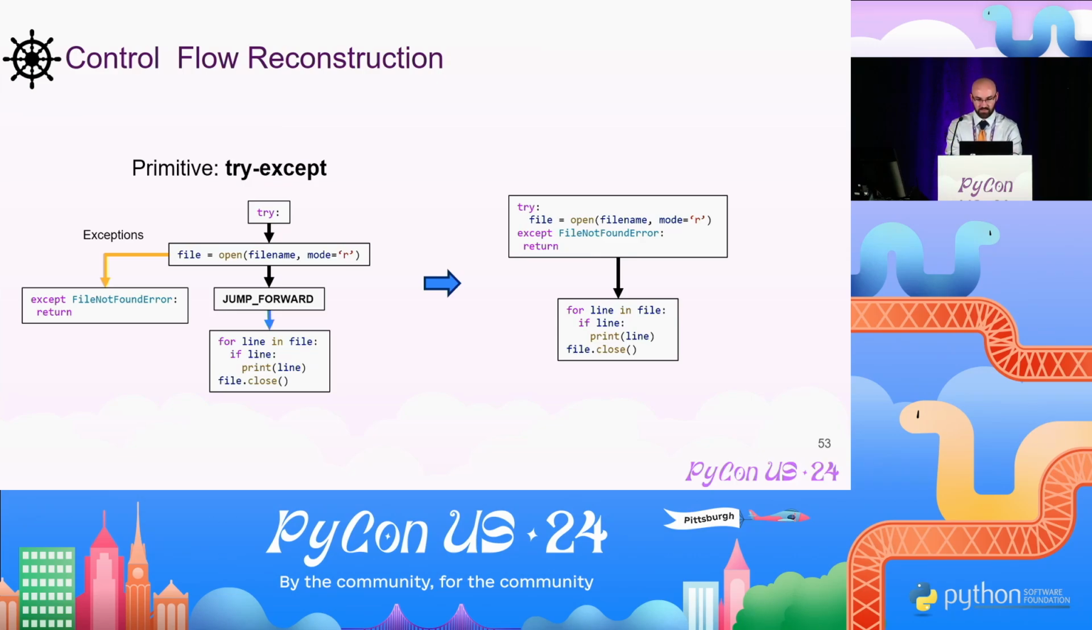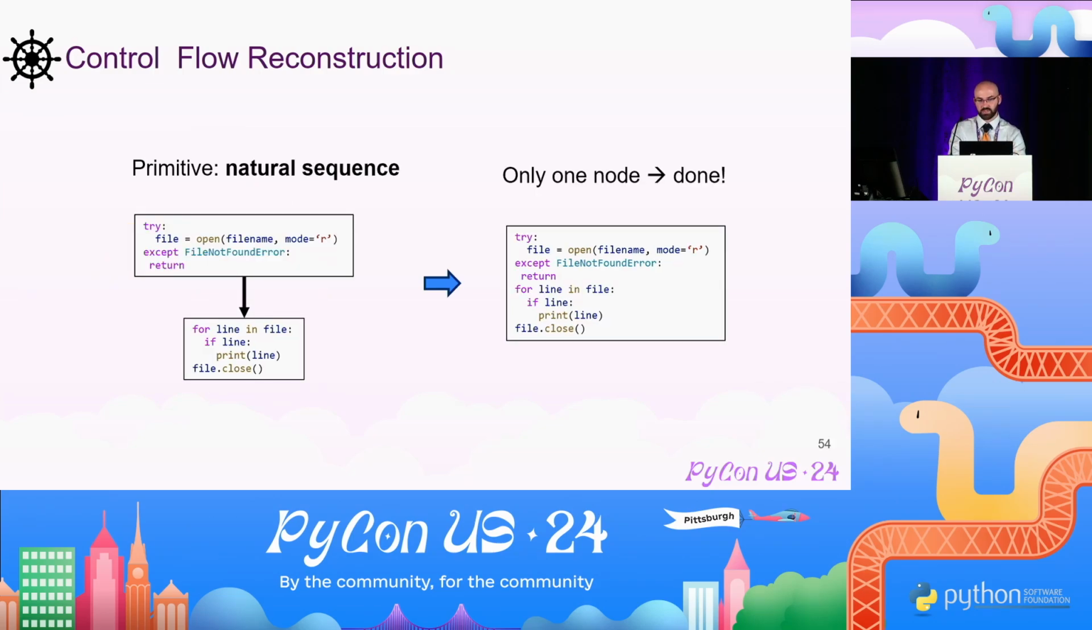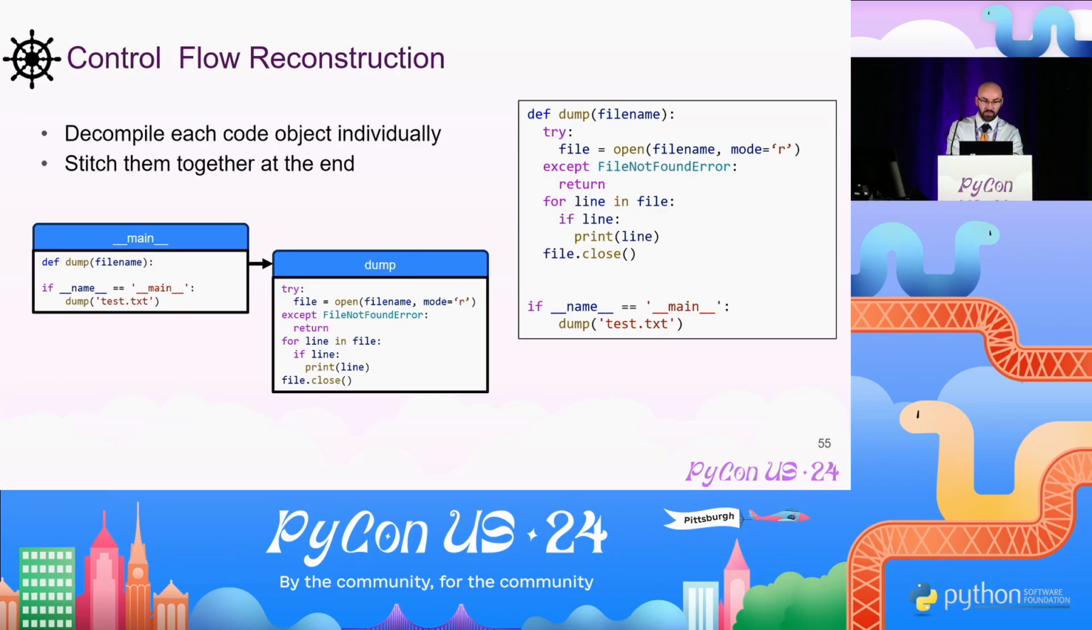Once we simplify that down by putting together the try header, try body, and the exception handler, we are left with just two nodes in our control flow graph, and one more natural sequence, and we have condensed all the way back down to one node. And if your memory is very good, you may recognize this code as being pretty much exactly what the original dump function was. But we aren't quite done yet.